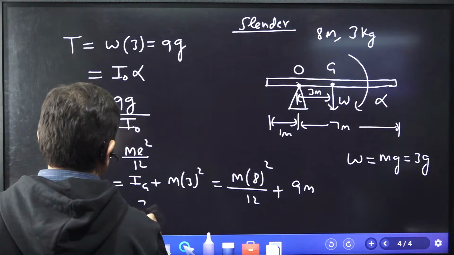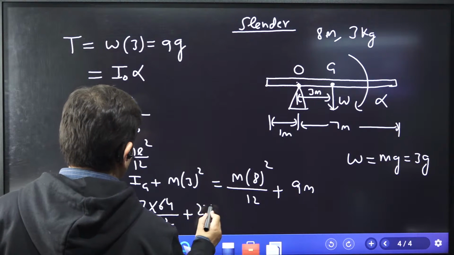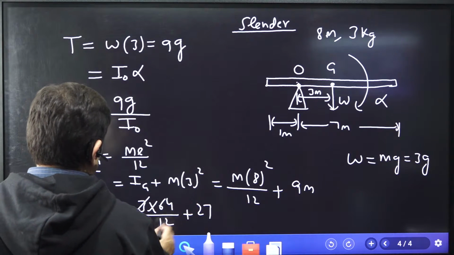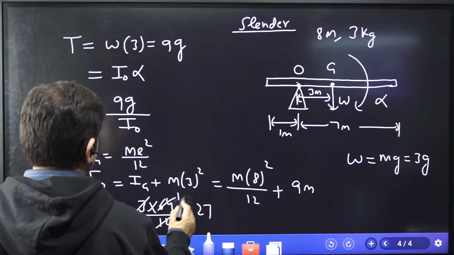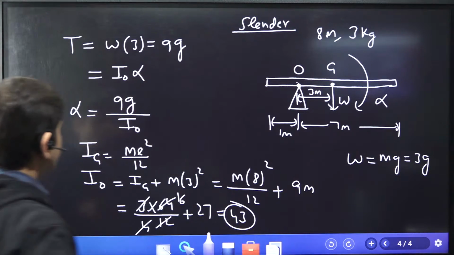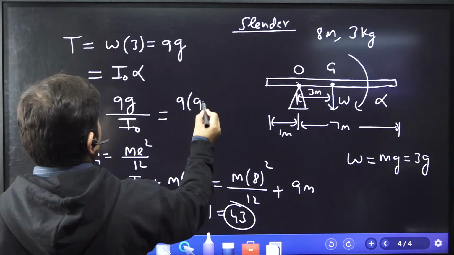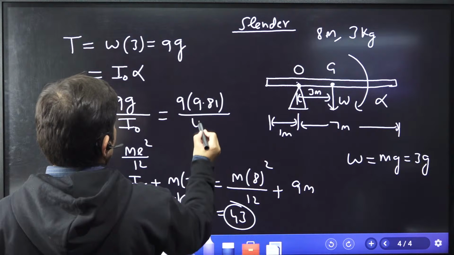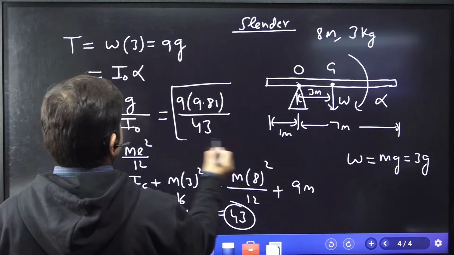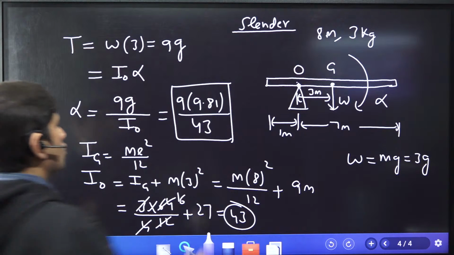m 3 है, 3 into 64 by 12 plus 27. Okay, 4, then this is 16. This is how much coming? 43. This value is coming 43. I naught is 43. So 9 into 9.81 divided by 43. That is radian per second square. And let me give you value 2.05.